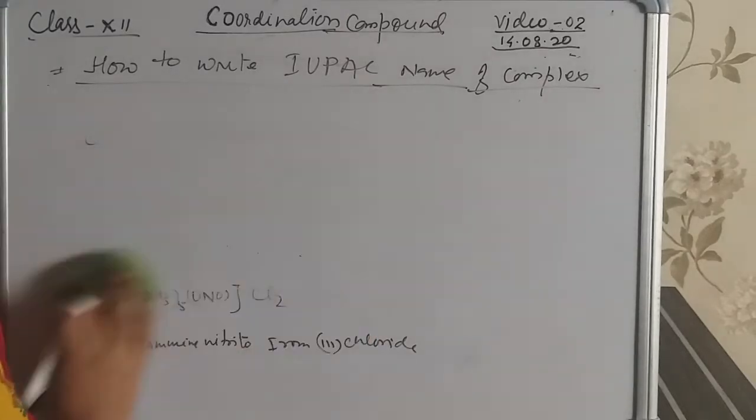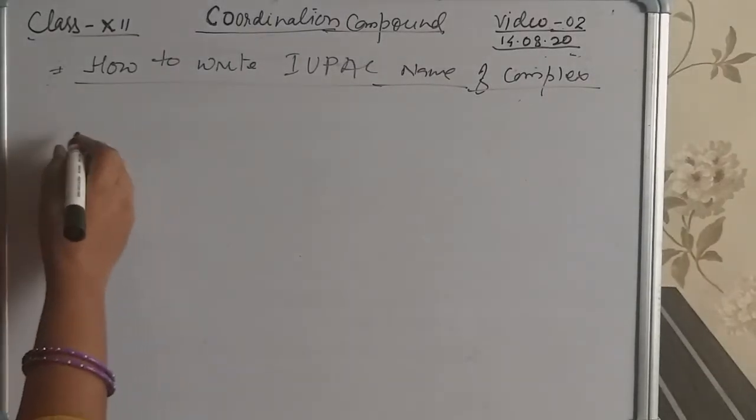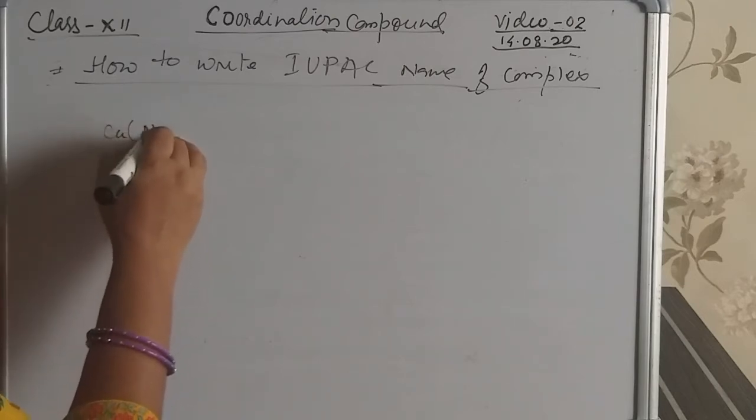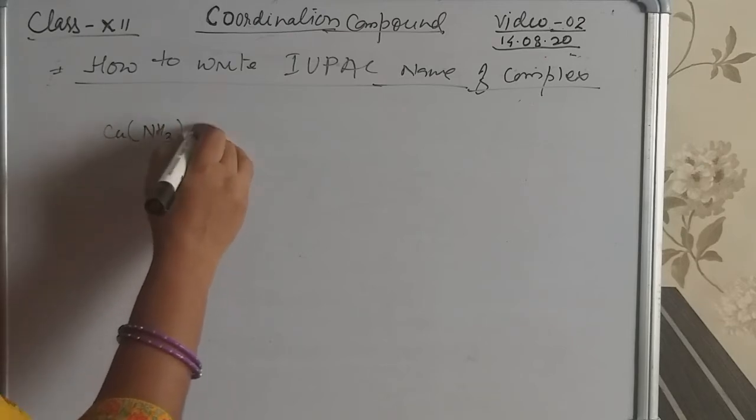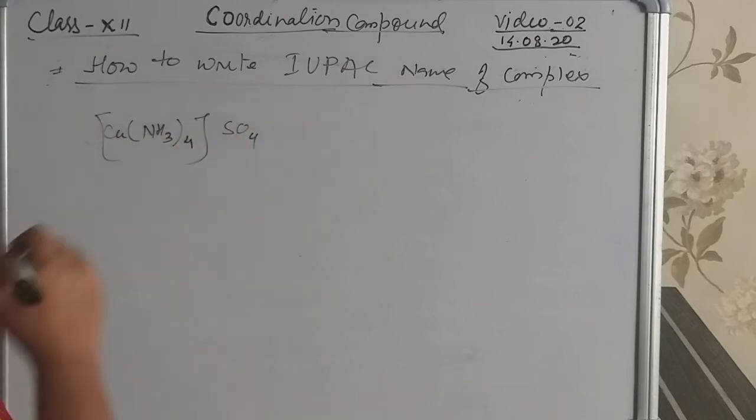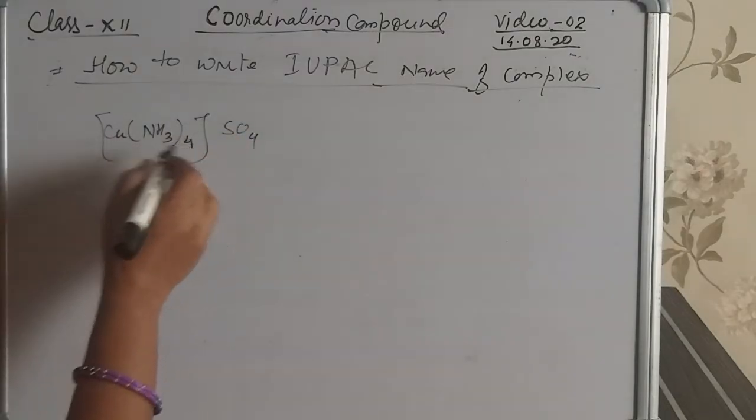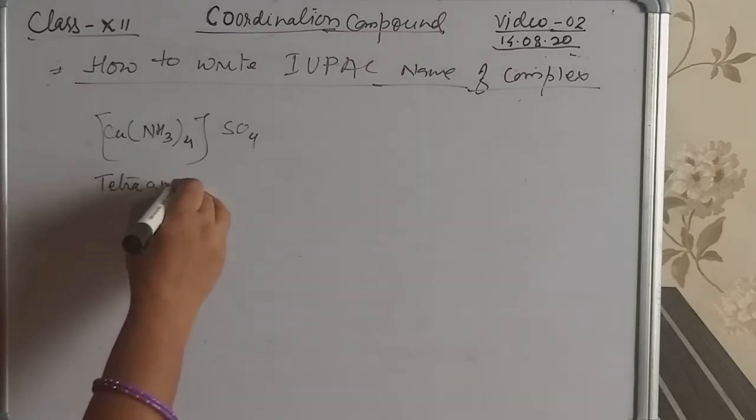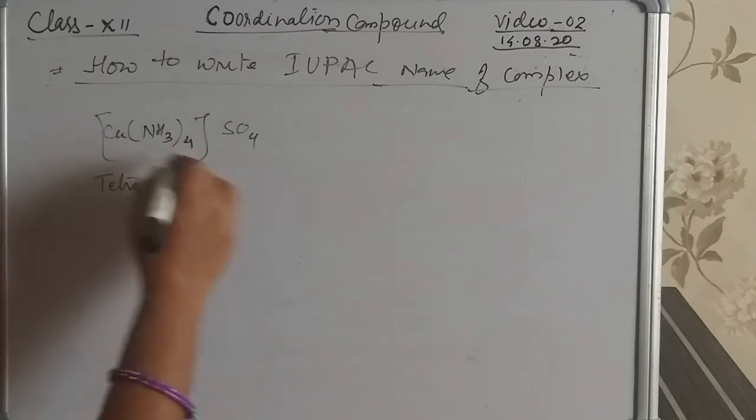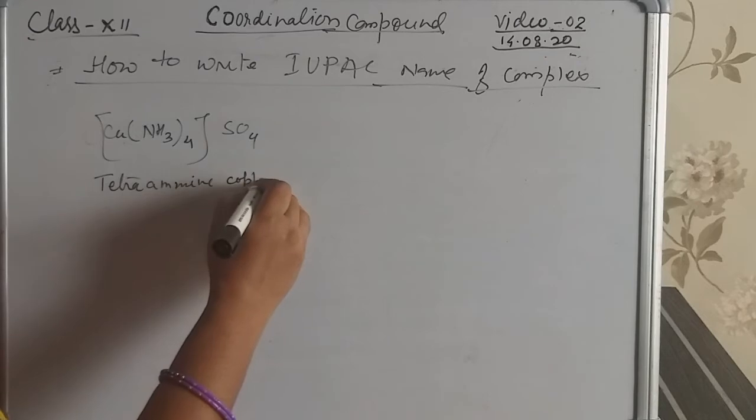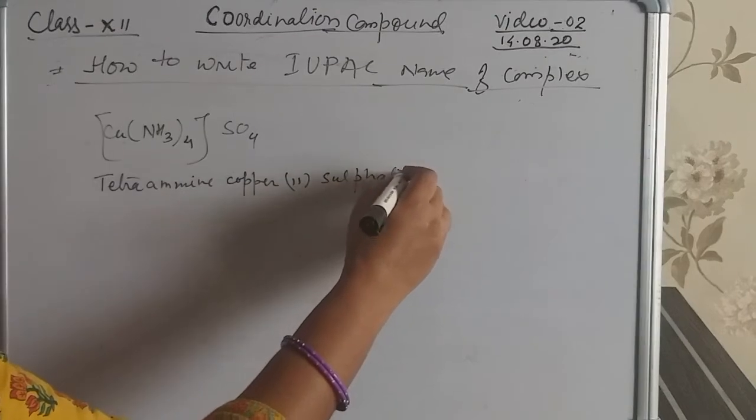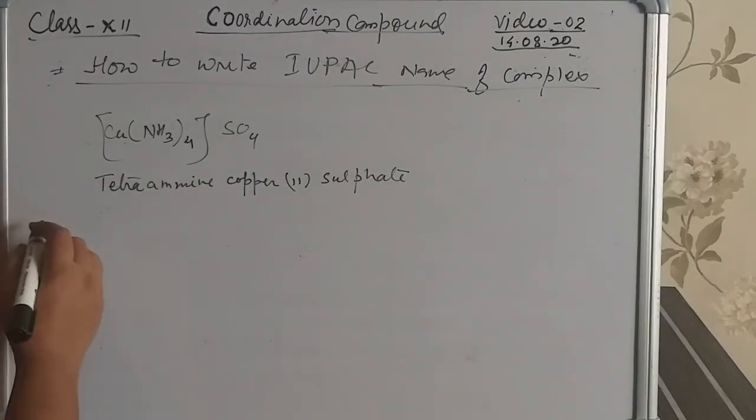Next one, one more example is given here. Suppose given here is [Cu(NH3)4]SO4. So there are 4 ligands, so the name of this compound will be tetraammine, then the name of the central metal atom, copper, oxidation number 2, then sulfate. So this is for your assignment.